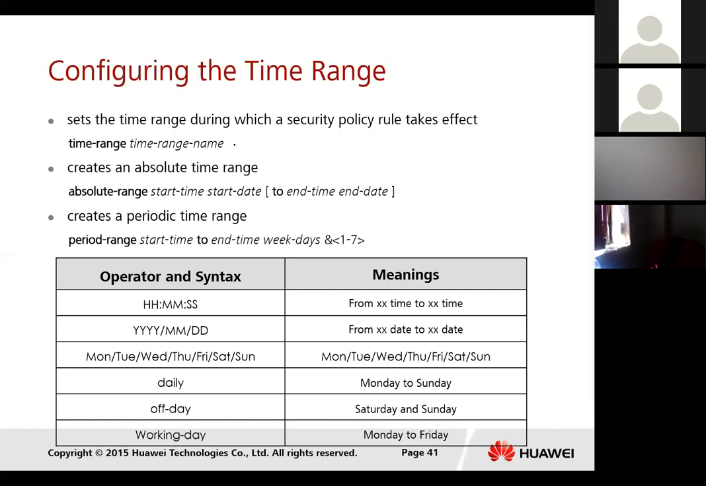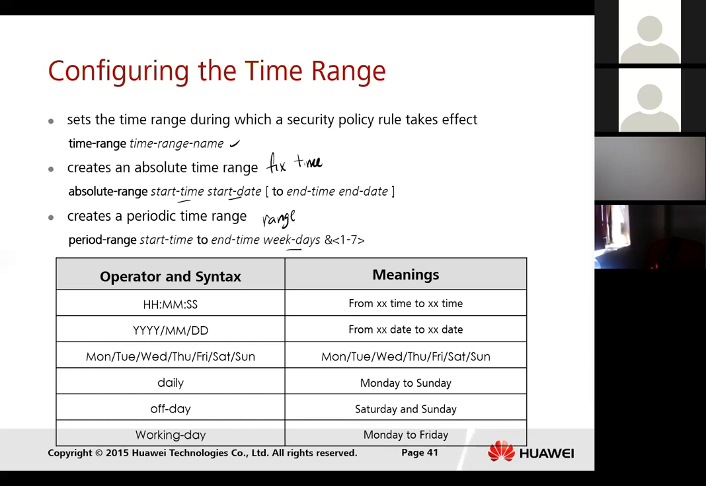They can be set based on the time range followed by the name. Create an absolute time range: start time, start date. And the periodic range: start time to the end time, weekday 1 to 7. This one just sets a fixed time range. This one is on the range. So from when to when, weekday 1 to 7, or weekend. So you have to specify the time range throughout the period of the range.